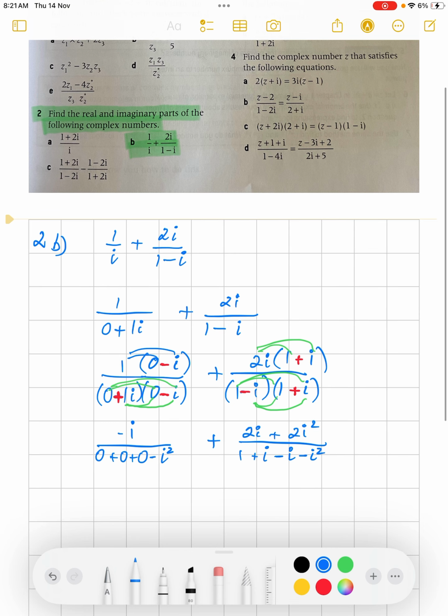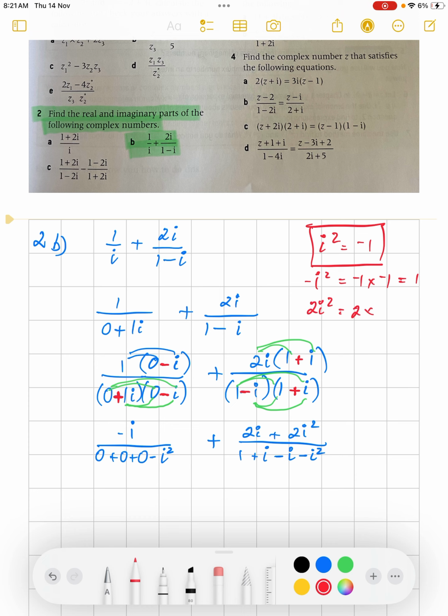So let's change these i squareds, because in complex numbers, i squared is negative 1. So we've got a negative i squared. So that's a negative 1 times negative 1. That's a positive 1. And we've got a 2i squared, which is 2 times negative 1, which is negative 2.